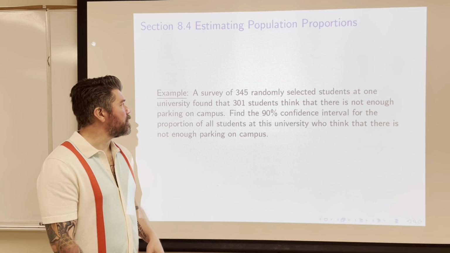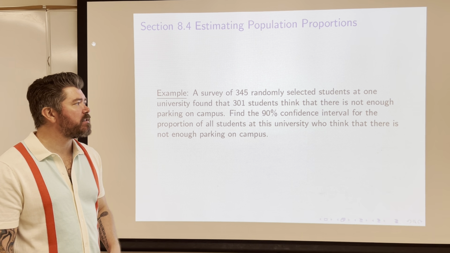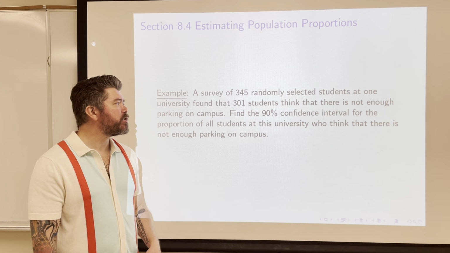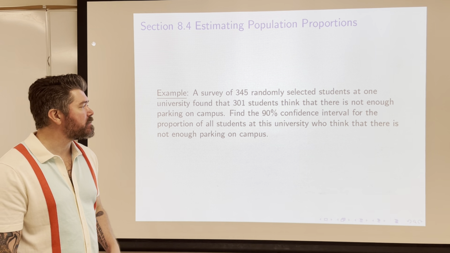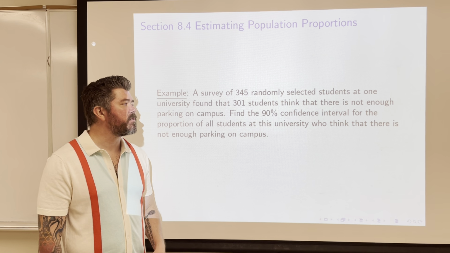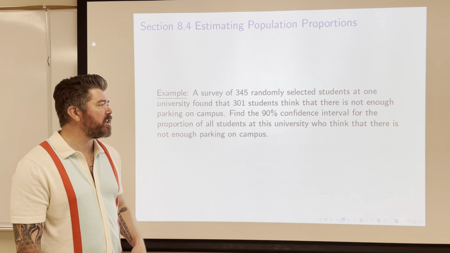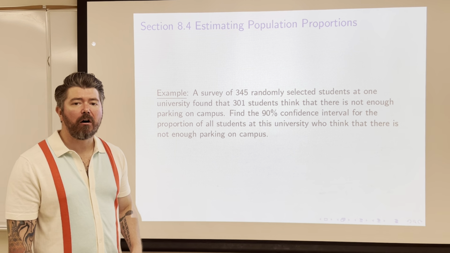Let's look at an example. A survey of 345 randomly selected students at one university found that 301 students think that there is not enough parking on campus. Find the 90% confidence interval for the proportion of all students at this university who think that there is not enough parking on campus.